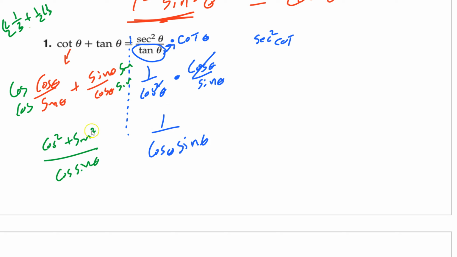Last thing, cosine squared plus sine squared, right? It's the biggest rule in trig. Cosine squared plus sine squared is 1. So you get 1 over cosine theta sine theta. And they match.